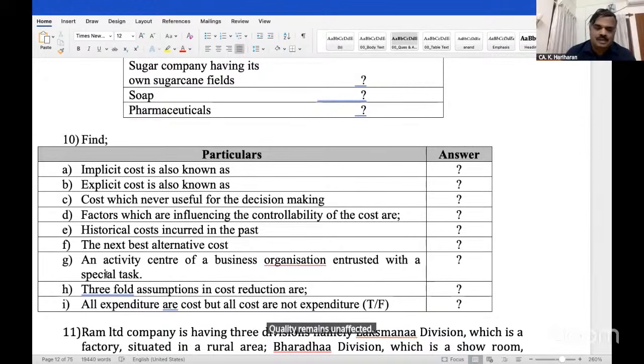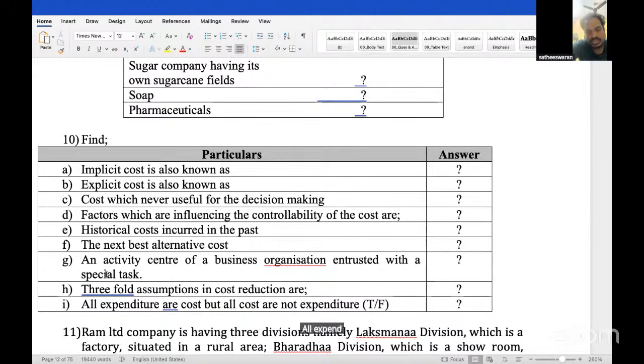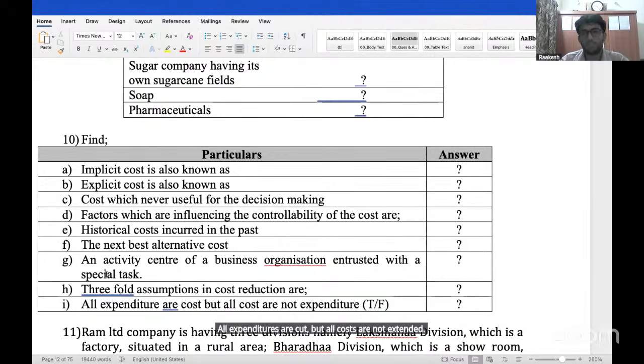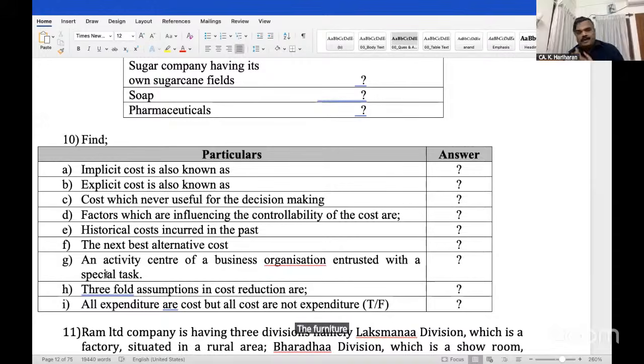All expenses are cost, but all costs are not expenses. True or false? All costs are expenditures, but not all expenditures are costs. Therefore, false.